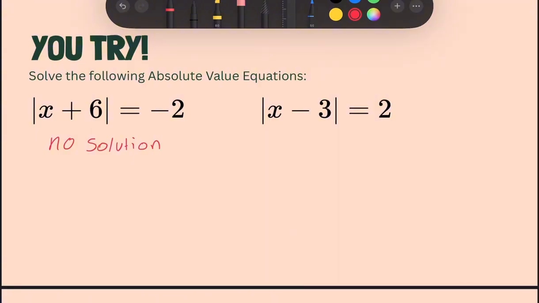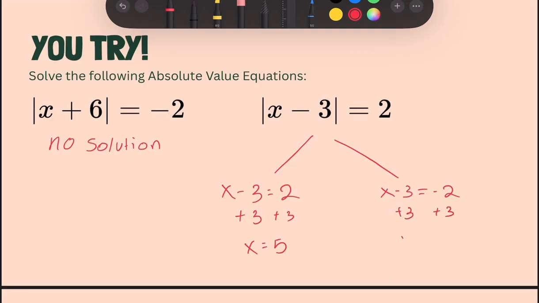Now for the second one, we're going to follow the same steps that we did earlier, where we created two possibilities of what x could be. We have x minus 3 is equal to 2, and x minus 3 is equal to negative 2. Here, I'm going to simply add 3 on both sides, and I get x is equal to 5. And here I'm also going to add 3 on both sides, and I get x is equal to 1.